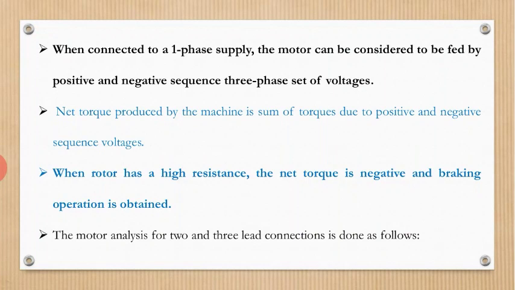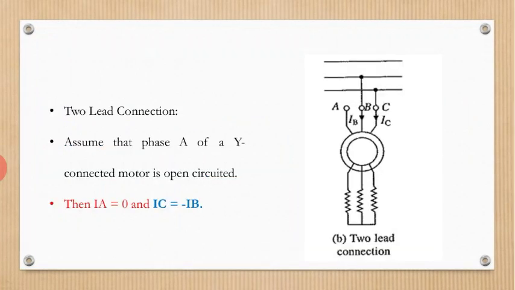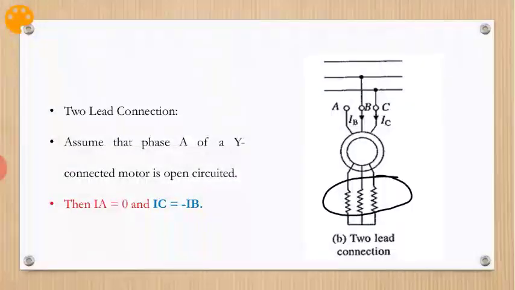When the rotor has a high resistance, I repeat, when the rotor has a high resistance, the net torque is negative and braking operation is obtained. The motor analysis for 2 and 3 lead connections is done as follows. In this 2 lead connection, this is the resistance, externally connected to the rotor circuit. Please note that only in a slip ring induction motor is it possible to connect external resistance to the rotor circuit.